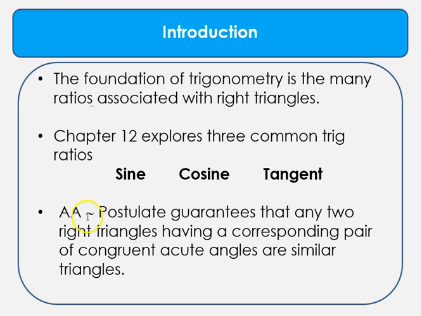The AA similarity postulate guarantees that any two right triangles having a corresponding pair of congruent acute angles are similar triangles. So we'll be using the AA similarity postulate to help solve our triangles when we're using our sine, cosine, and our tangent.